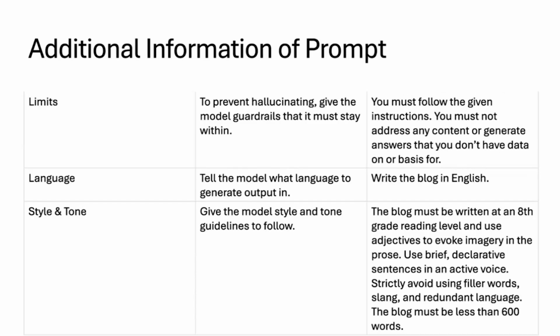Then limits. What are the limits that we need to apply to that instruction? What is the language that we expect the output in? And what is the style and tone that we expect in the output? So these are the different ingredients of the prompt. You can also see this in Trailhead; this is taken from Trailhead. These are the important things that we need to have in the prompt to write a quality prompt.